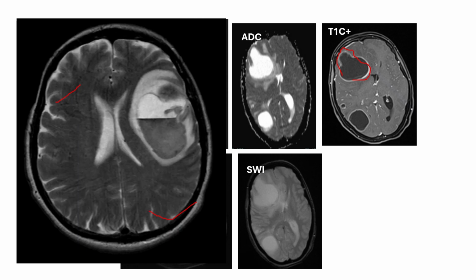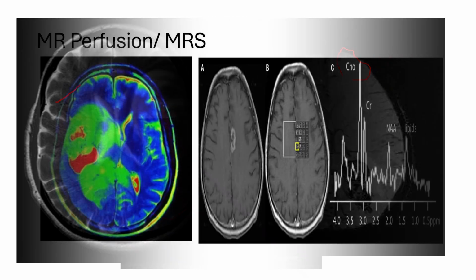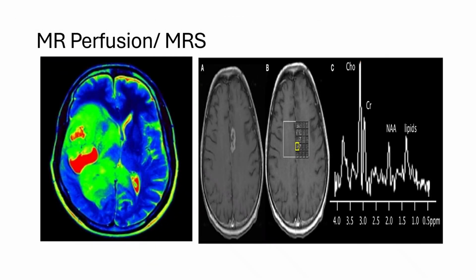But if there is a hemorrhagic metastasis, then we can see this fluid level and this blooming in SWI. In MR perfusion, we can see the increased cerebral blood volume in the viable tissue, that is the rim. We can see here this red denotes the viable tissue and the increased cerebral blood volume.